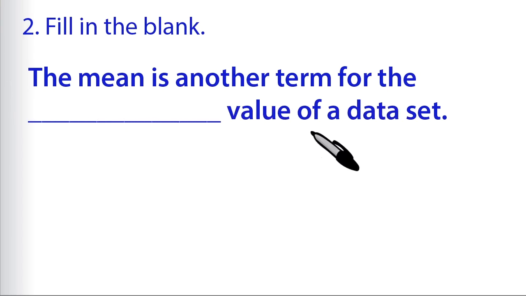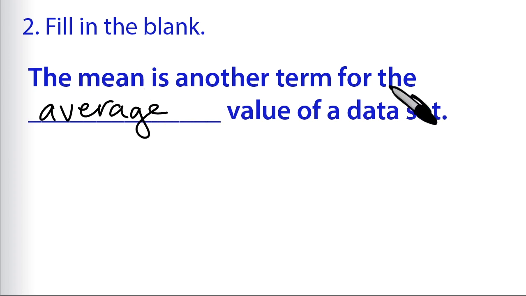For problem 2, we need to fill in the blank, and we have the mean is another term for the blank value of a data set. And remember, mean means average. You take up all of the members of a data set and divide by how many members were in that data set, and you get the average value of the data set. So it's the average. The mean is another term for the average value of a data set.